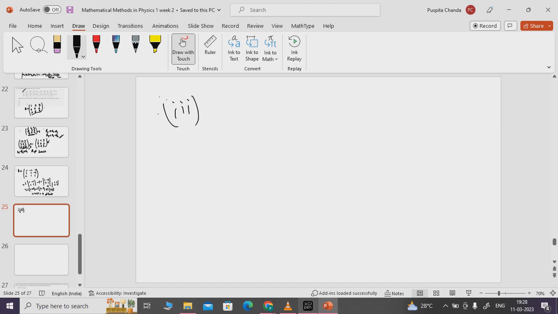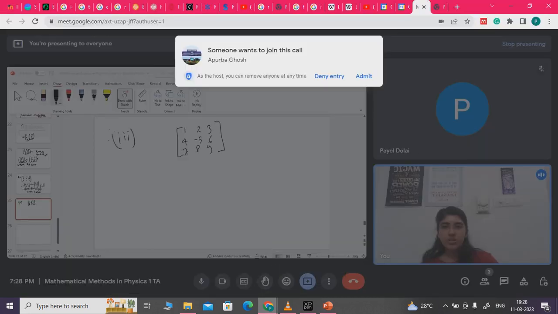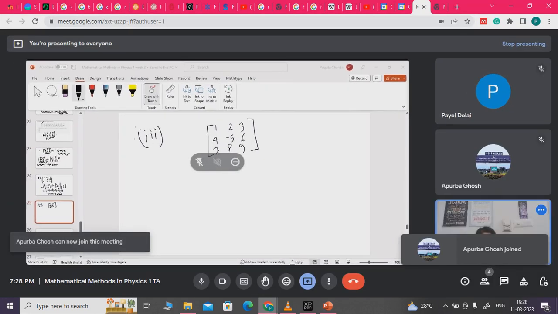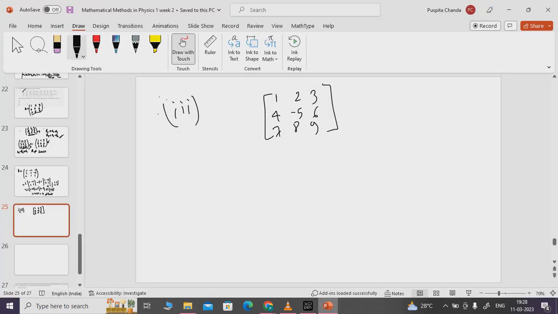Then check the 3 by 3 matrix. See if the vectors form a basis: 1 2 3, 4 minus 5 6, 7 8 9. When there is plus 5, it will not make a basis. See if minus 5 will make one.